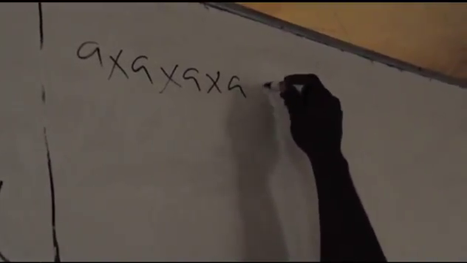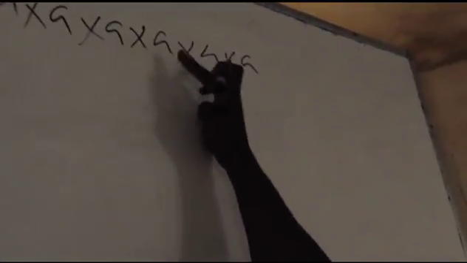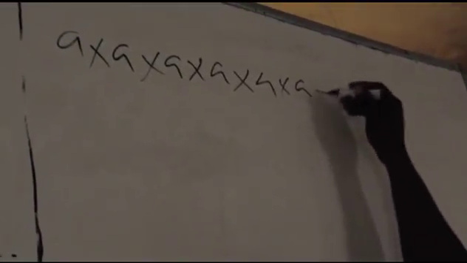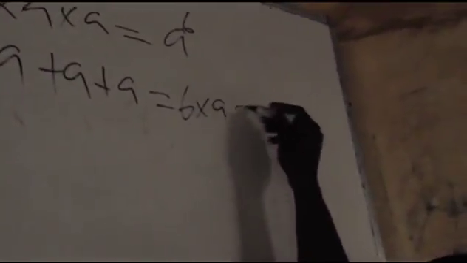So let's look at this place now. A times A times A times A times A times A. 1, 2, 3, 4, 5, 6 will give us A raised to the power 6. Because A multiplied itself in 6 places. Now A plus A plus A plus A plus A plus A. We have A plus A, 2A, plus A, 3A, plus A, 4A, 5A, plus A, 6A. We want 6 times A, which is 6A.